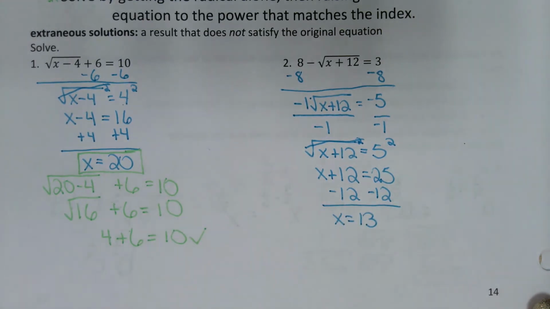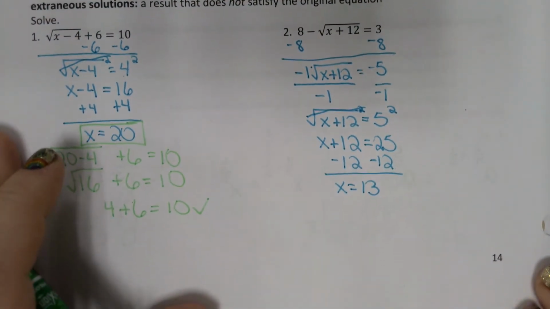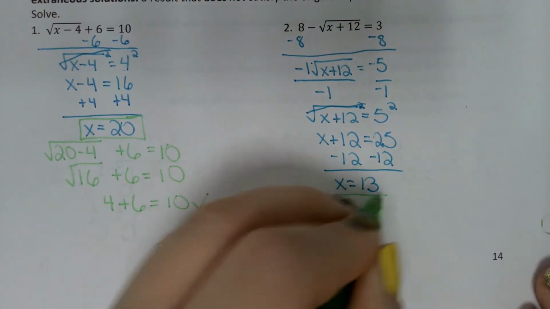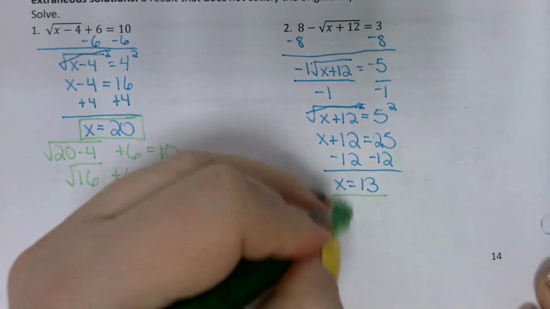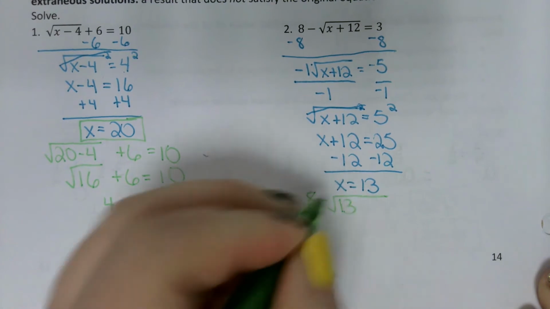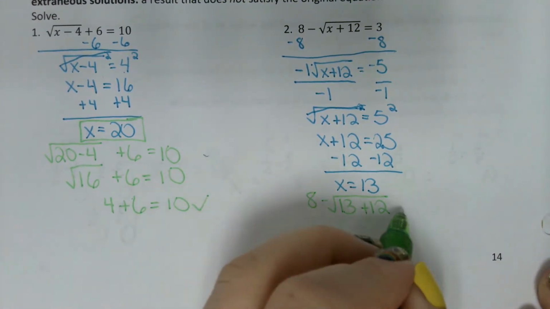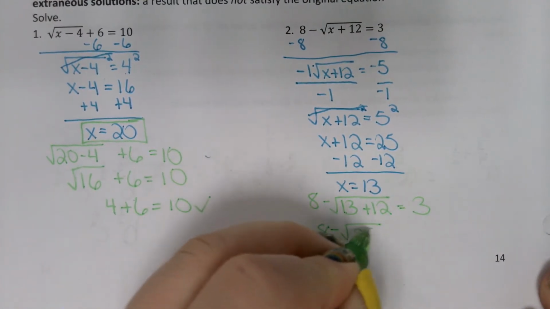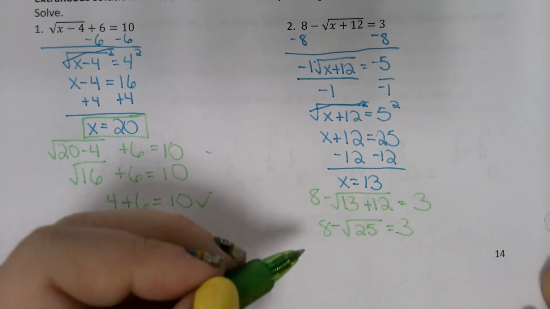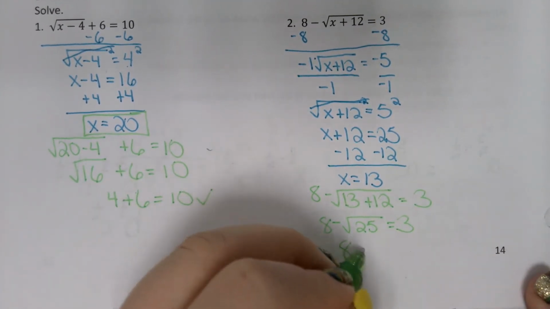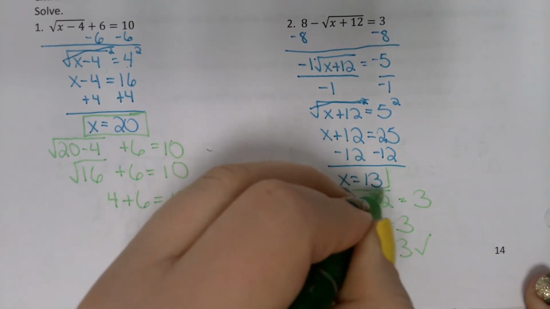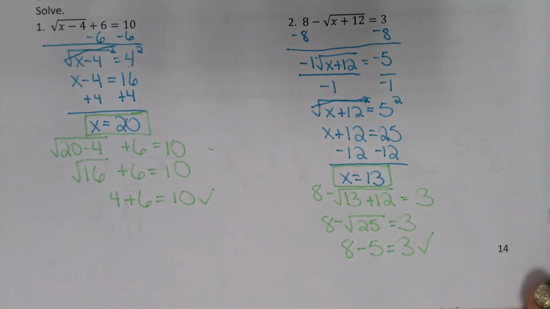Check to see if that's an extraneous solution by plugging 13 back into the original equation. So 8 minus the square root of x, which we're going to say is 13, plus 12 equals 3. 13 plus 12 is 25. And the square root of 25 is 5. 8 minus 5 equals 3. So it works and is not extraneous. So x equals 13 is my answer.